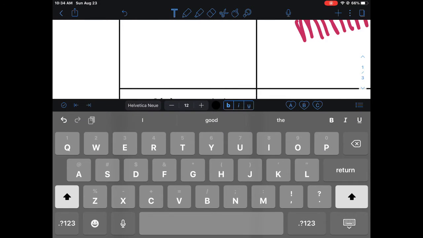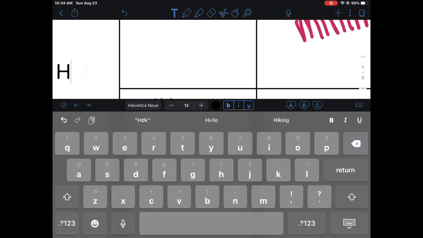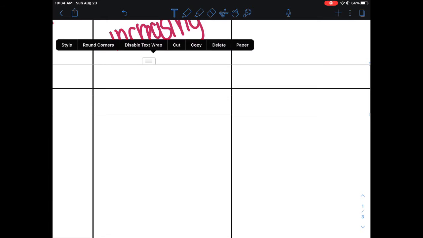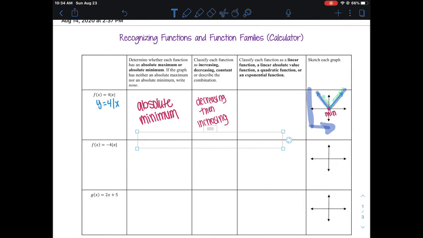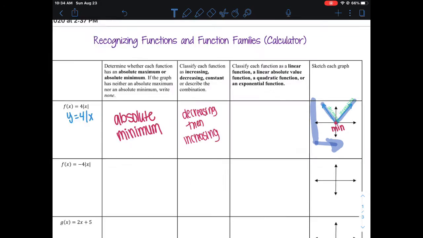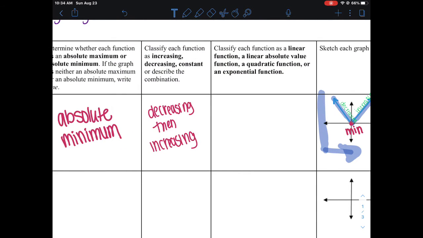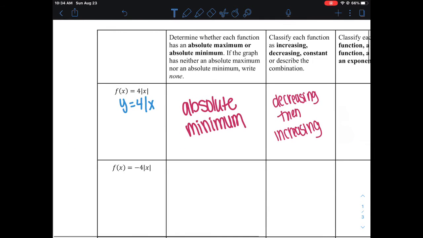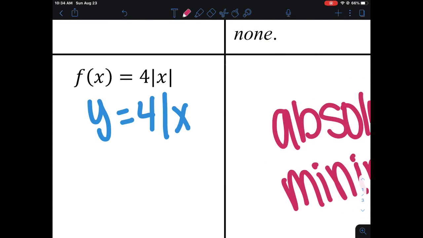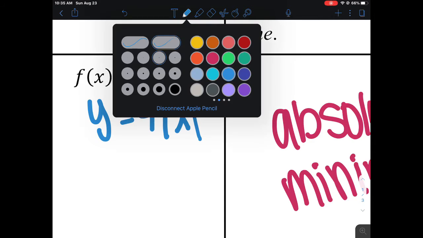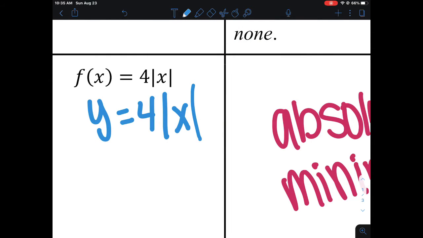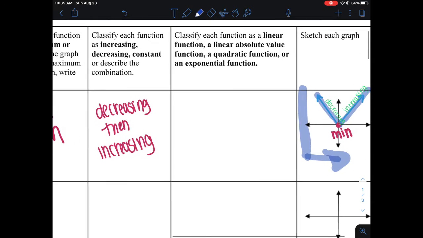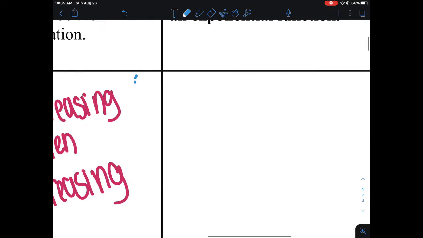And if you don't like to write on your iPad, you can absolutely type these answers in with this T button up at the top. Then you can type in on the keyboard. That would be totally fine. If you don't have a stylus, I know that it is really hard to write on your iPad. And then the last step, classify each function within its function family. So if you need to, you can absolutely go back to your graphic organizer for some help. But this was a linear absolute value, and I know that because I had those absolute value bars. So if it has absolute value bars, it's going to be linear absolute value function.